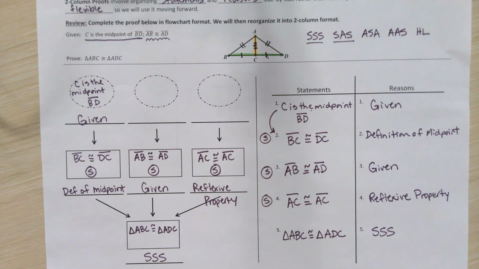If you flip to the back side, we're going to try that again. So go ahead and pause the video, try to do the flowchart version of the proof, and I'll meet you back here to talk about how to turn it into a 2-column proof.